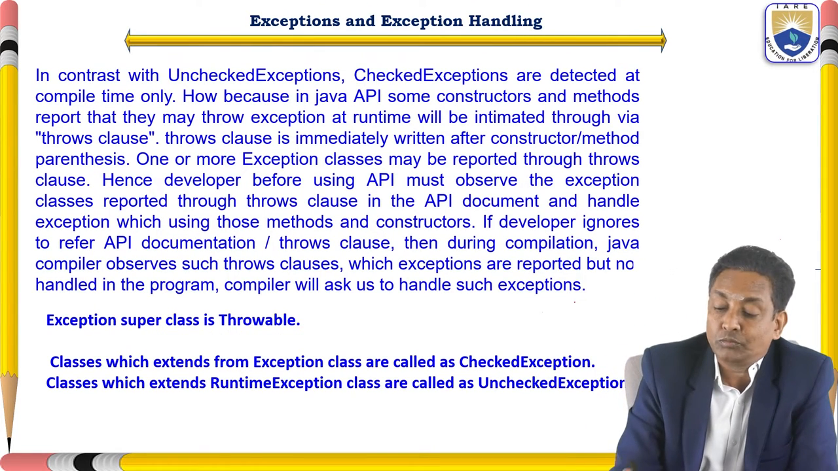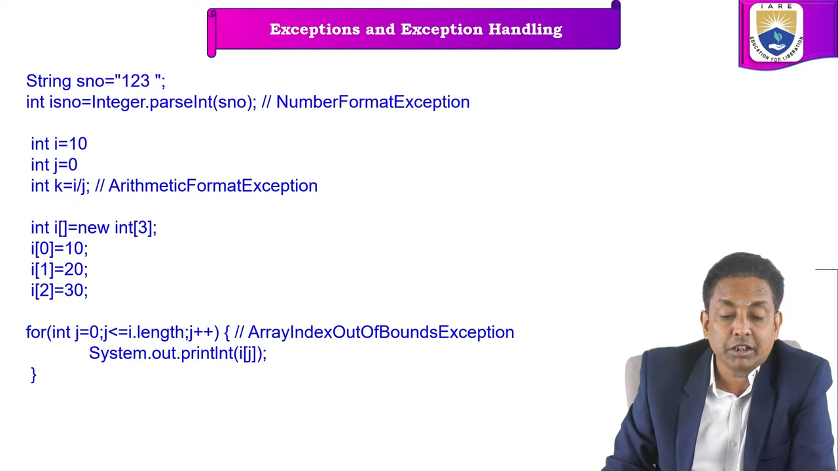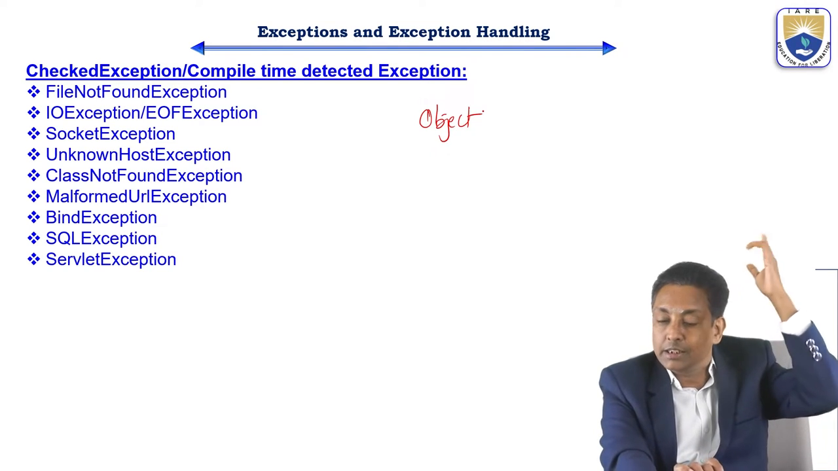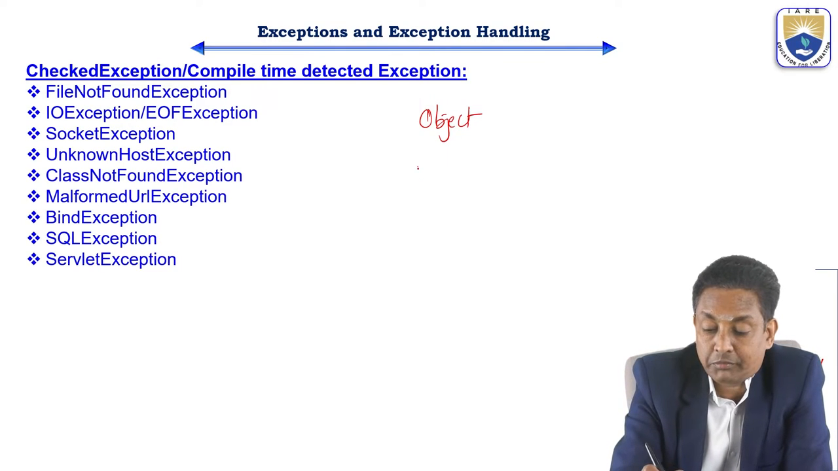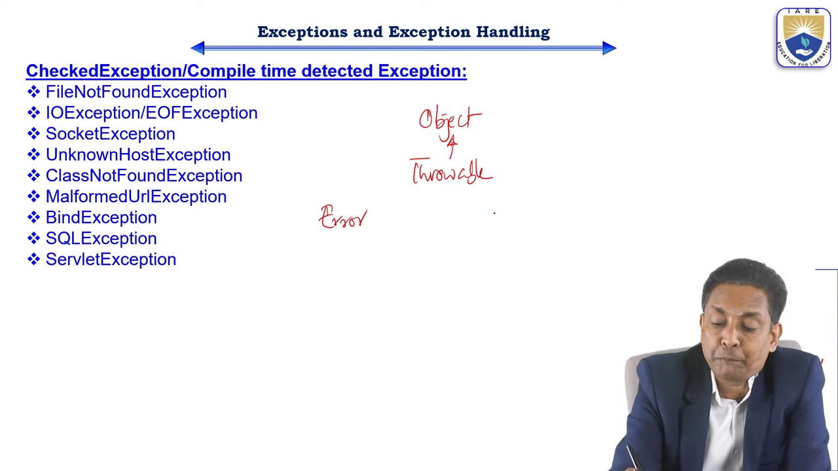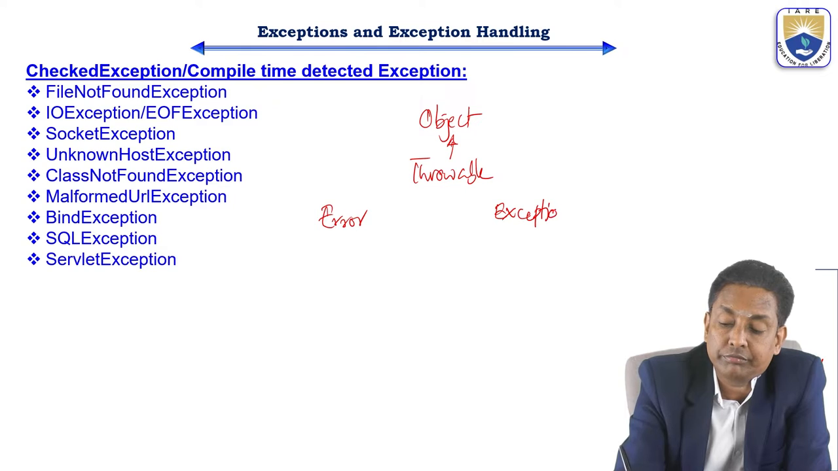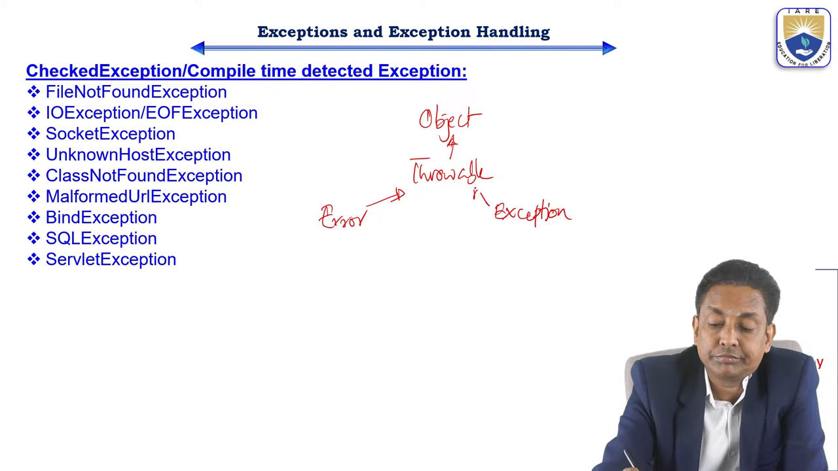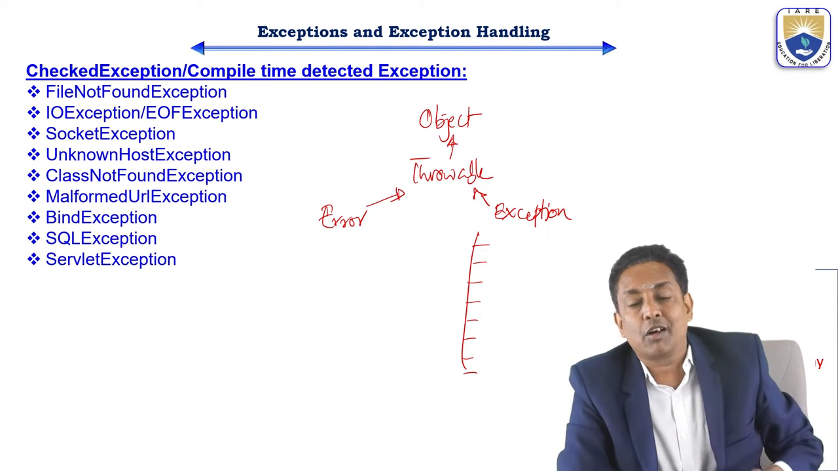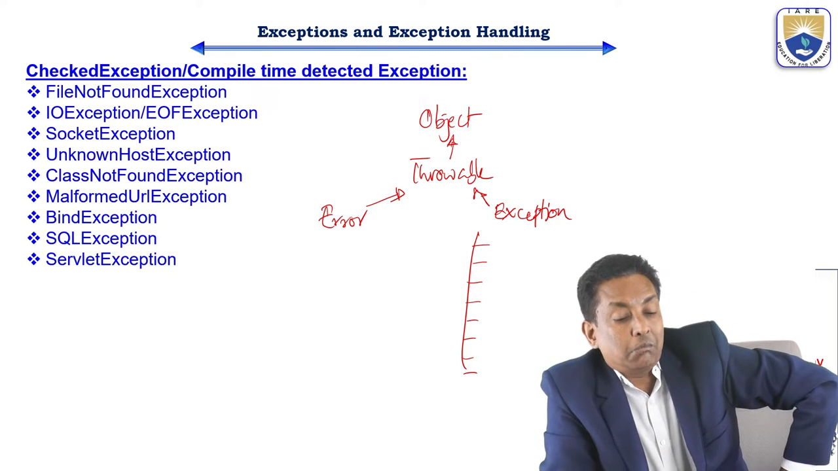One more important point is that in Java there is a hierarchy. Object is the supermost class in Java. From Object, one class is derived in the exceptions hierarchy, called Throwable. From Throwable, two classes are derived: Error and Exception. From Exception come all the checked exceptions we have named, like MalformedURLException, FileNotFoundException, IOException, SocketException, UnknownHostException, ClassNotFoundException, BindException, SocketBindException.